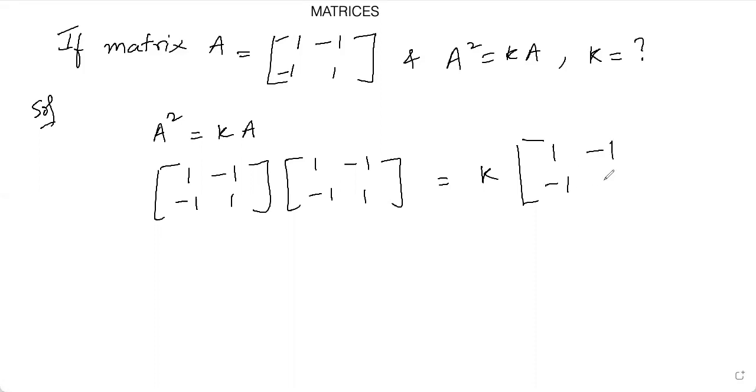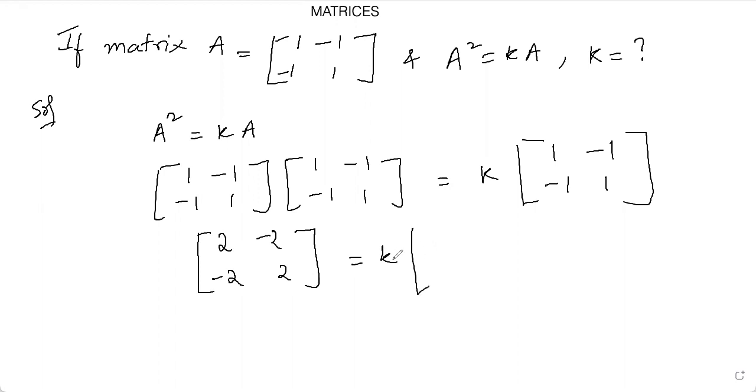Write the values of matrix A. So if you multiply these two matrices, this will be minus 2, and this is minus 2, and this is 2. Let us multiply this with the k.